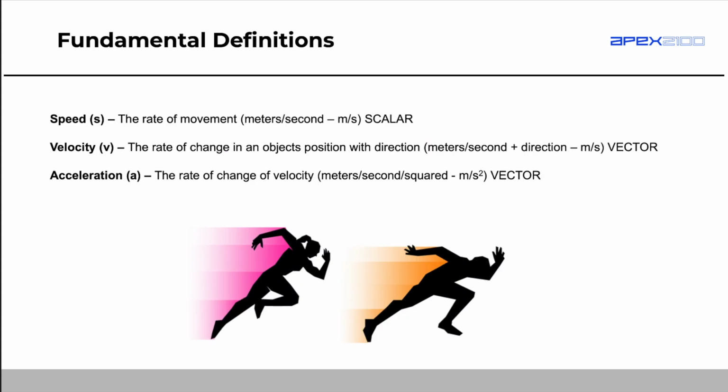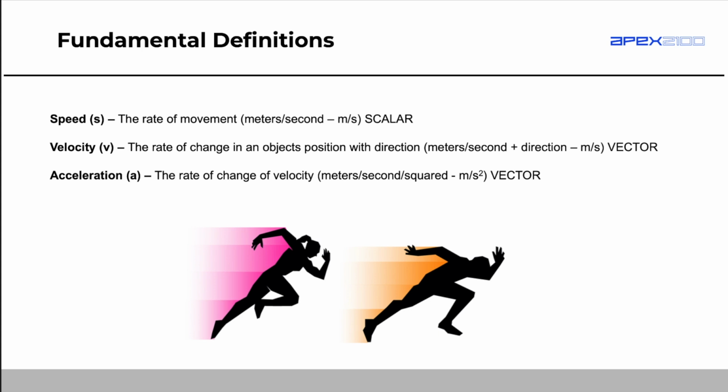Another few important definitions that we need to know is speed. So speed is the rate of movement measured in meters per second, and it's a scalar quantity. Whereas velocity, these two are often confused as well, is the rate of change in an object's position with direction. And it's measured in meters per second plus direction. So it's got a directional term there as well, which makes it a vector.